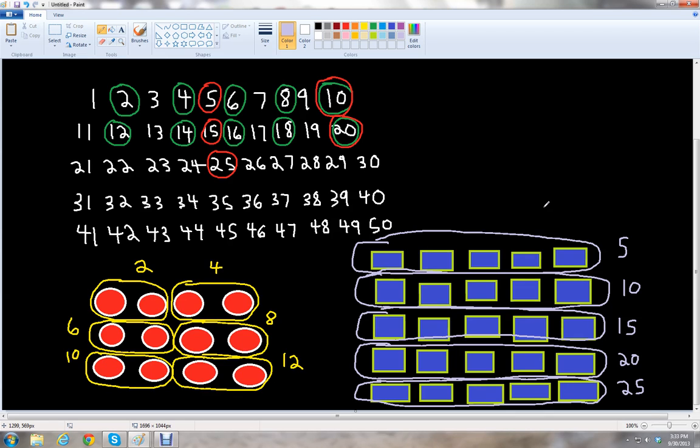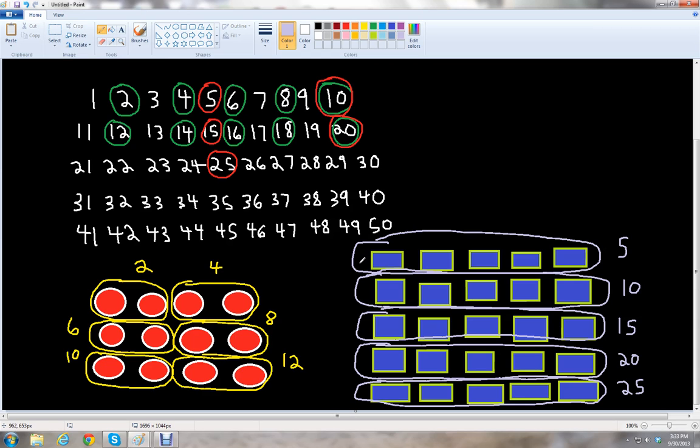So we could have counted these again one at a time. 1, 2, 3, 4, 5, 6, 7, 8, 9, 10, 11, 12, 13, 14, 15, 16, 17, 18, 19, 20, 21, 22, 23, 24, 25. So we could have counted them one at a time, but this saves us a lot of time by counting them by fives. So we're able to get the count for the number of purple boxes a lot faster.